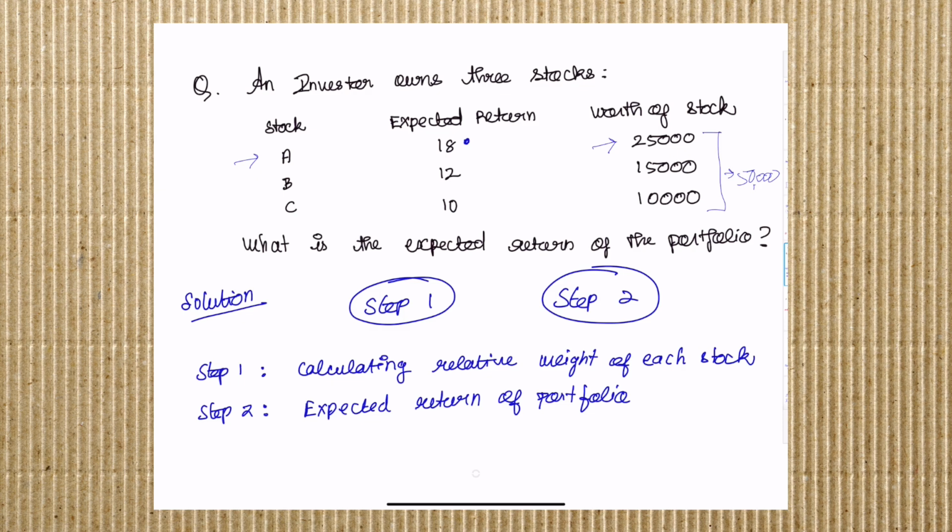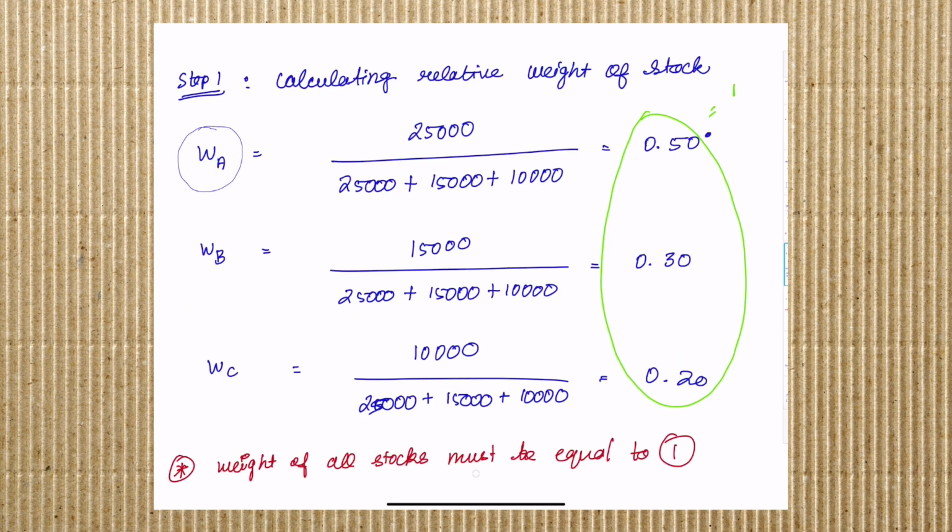So now I am going to weight it: 25,000 divided by the whole amount, which comes to be 0.50. Similarly, I am going to do it for stock B and stock C, which come to be 0.30 and 0.20. So now you have to keep in mind that whenever it's a probability or a weight.